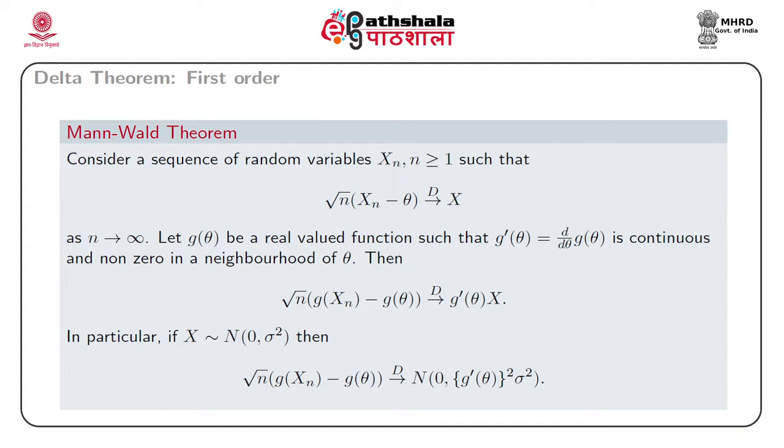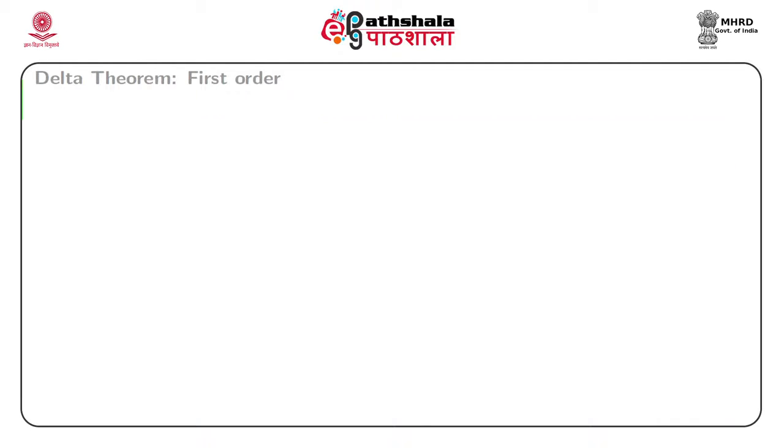In particular, if X has a normal distribution with mean 0 and variance sigma squared, then the convergence holds to a normal distribution with mean 0 and variance sigma squared multiplied by the square of the first derivative of g at theta. So let us discuss the proof of this delta theorem.